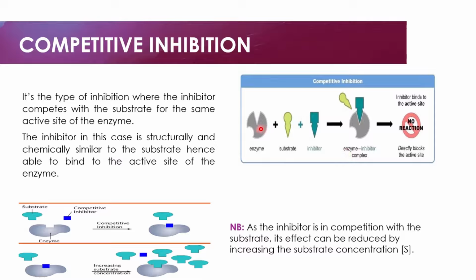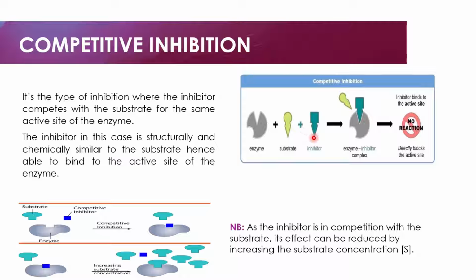So from this illustration, we can see this is our enzyme, this is the active site, this is the allosteric site, this is our substrate, this is our inhibitor. So first of all, what we have to note is that competitive inhibition is a type of inhibition where the inhibitor competes with the substrate for the same active site of the enzyme.